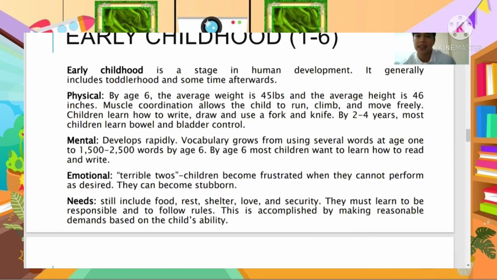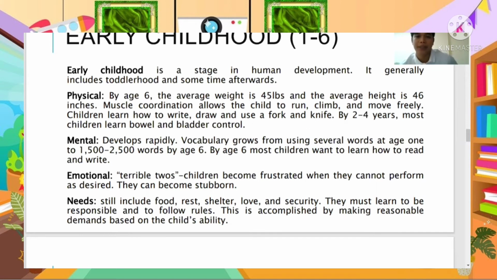It is a stage in human development and it generally includes toddlerhood and some time afterwards. Physically, for 1 to 6 years old, children learn how to write, draw, and use a fork and knife.